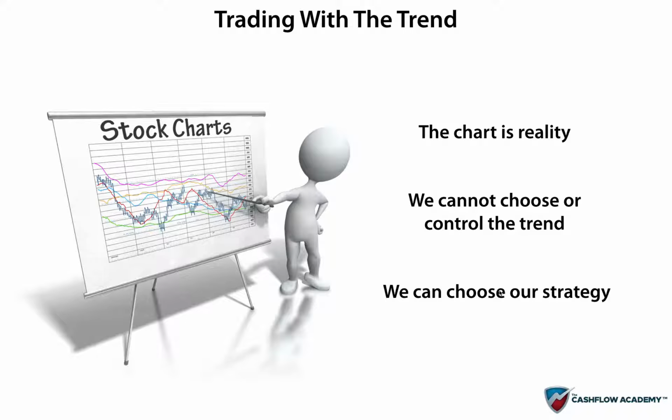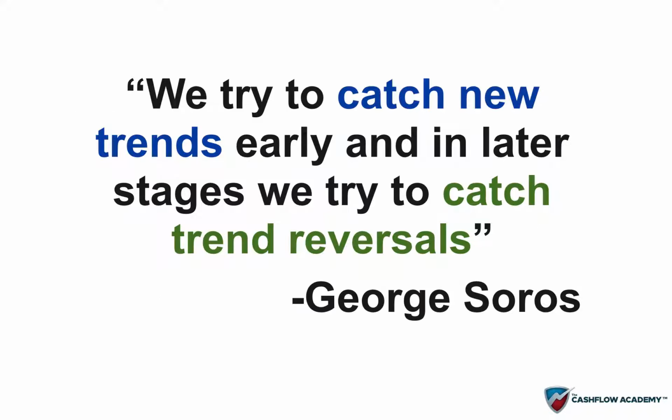So George Soros says, look, we don't know how long these trends will last, but we're going to try and catch new trends early and see how long they go. And when there's a reversal, let's catch it and see how long it goes. You really don't know how long a trend is going to last. Some last a long time. If you were bullish in the stock market from maybe 2009 to 2018, that 8-9 years, you probably did pretty well.